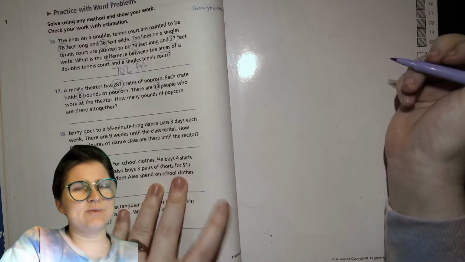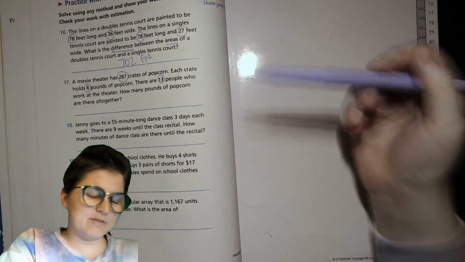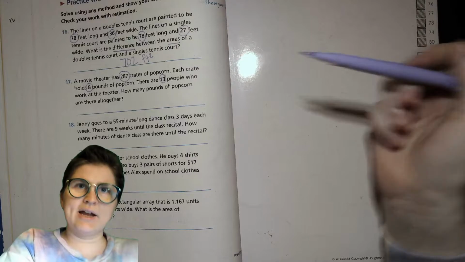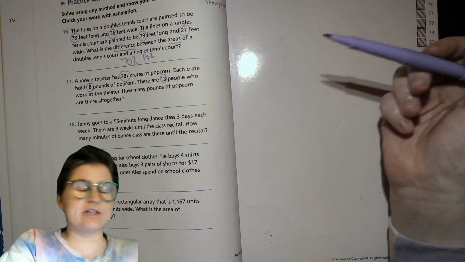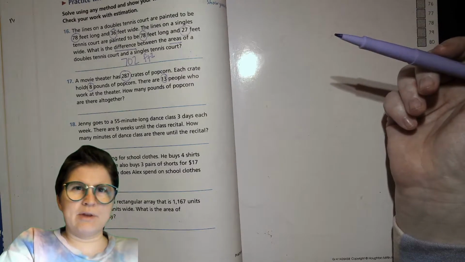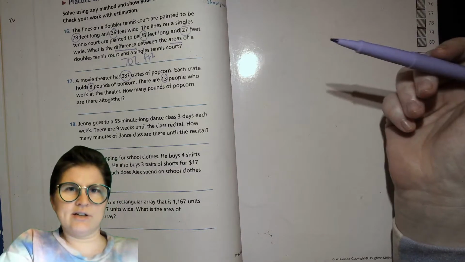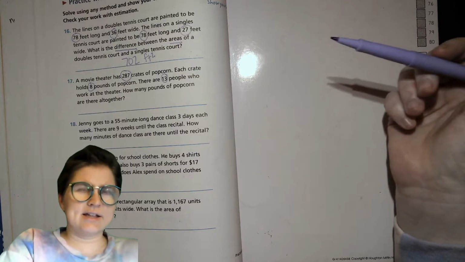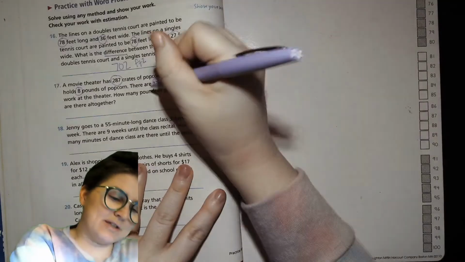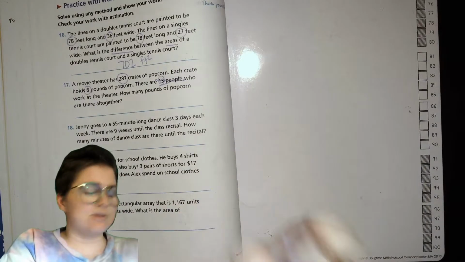Now, this is one of those questions where you have to stop and think about it. Okay, to figure out how many pounds of popcorn there are altogether, I need to know how many containers, right? And how many pounds are in each container. Do I need to know anything about the number of people that work at the theater? Is it saying like if each person can carry 1 crate, like anything like that? Anything to do with people? No. So this is an example of a problem with some extra information. We don't care about those 13 people.